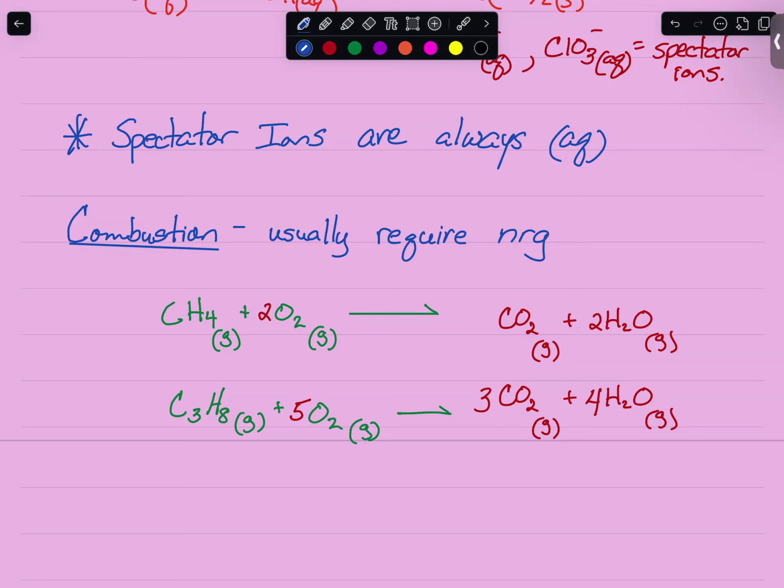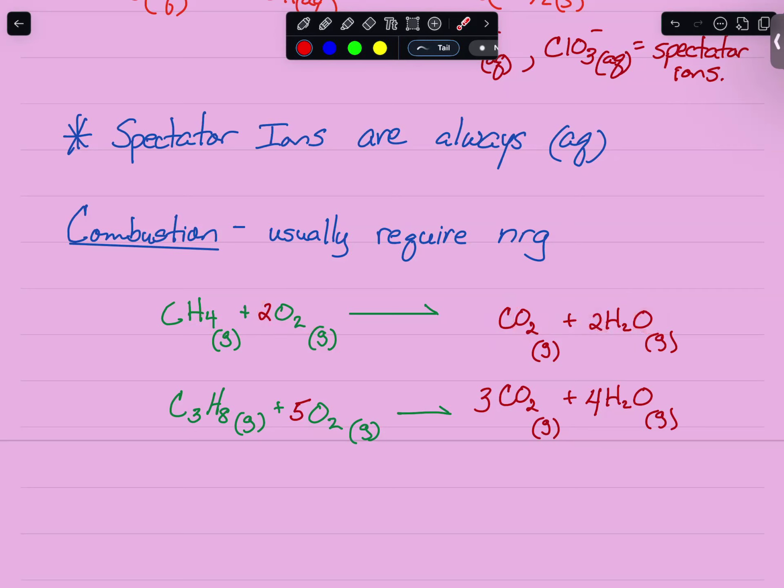So the balancing is a little bit tough. I've got four hydrogens, so I put a two there. Two times two gives me four hydrogens. Got four hydrogens. That changed my oxygens. I have two of them there and two of them here. So I got to have four oxygens.